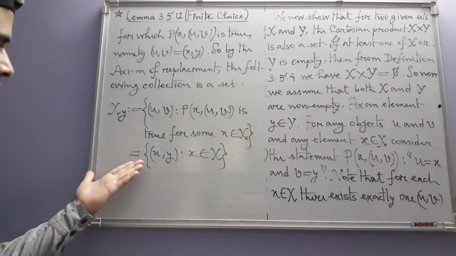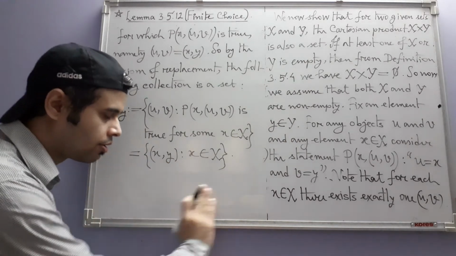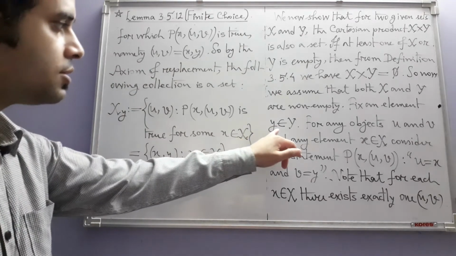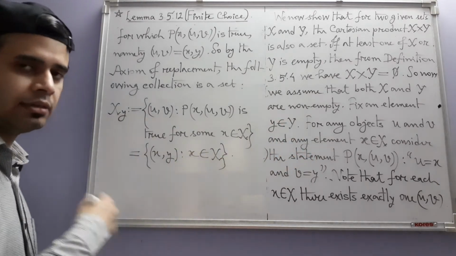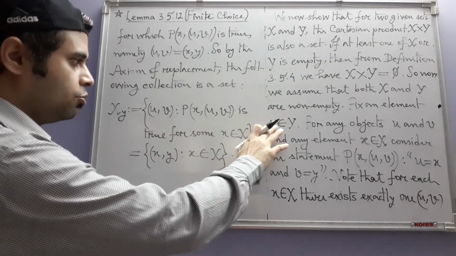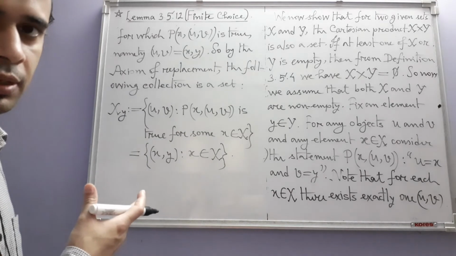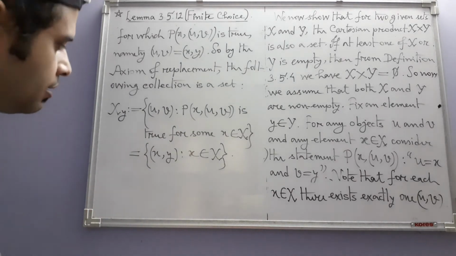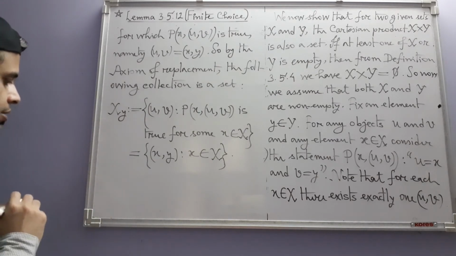So do you realize what this is? It is the collection of all ordered pairs where the second component is y. Okay, and x is varying, the first component is varying. Now if we do this for every element in Y and take the union of such sets, then we get X cross Y. You can understand. Okay, so this is a set.